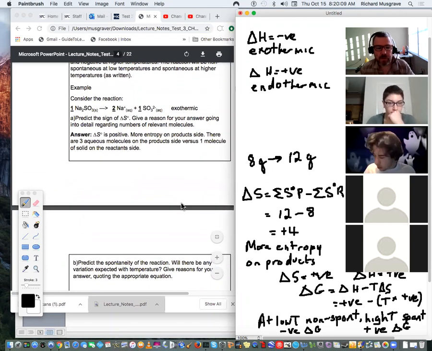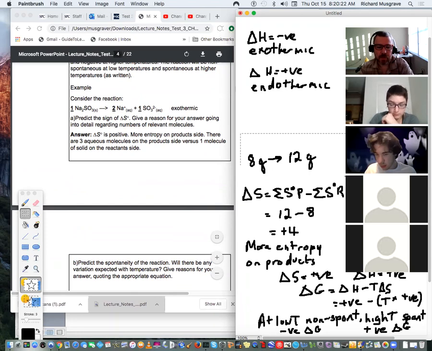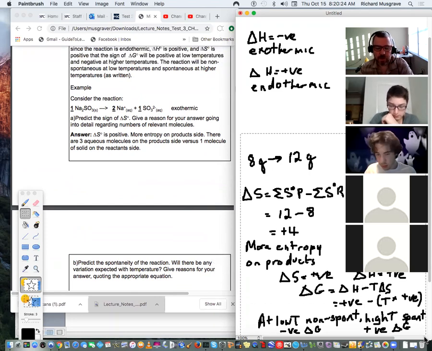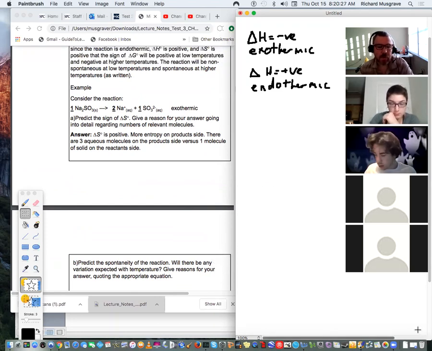And this one involves a solid on the reactant side and then aqueous ions on the product side. And this one says it's exothermic. Remember, you'll always be told whether it's exothermic or endothermic. So the first part of this is to predict the sign of delta S.